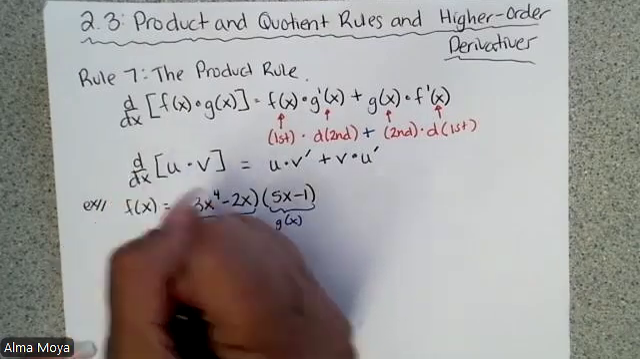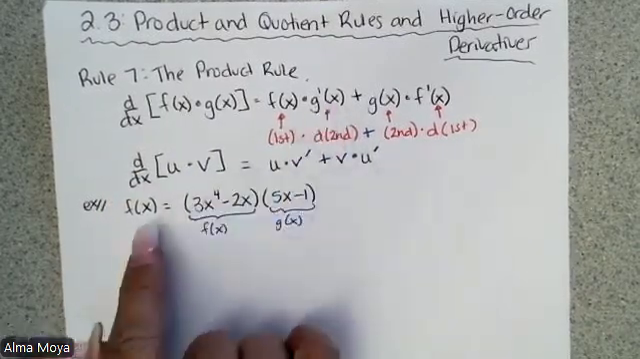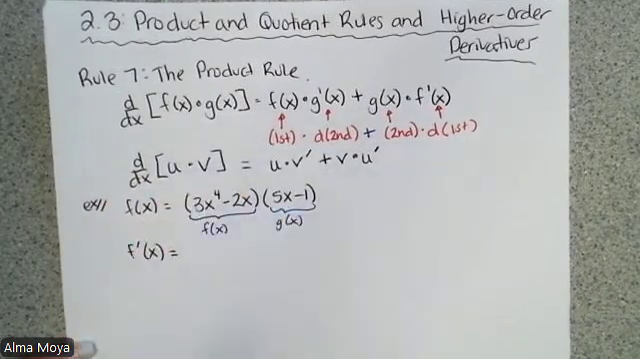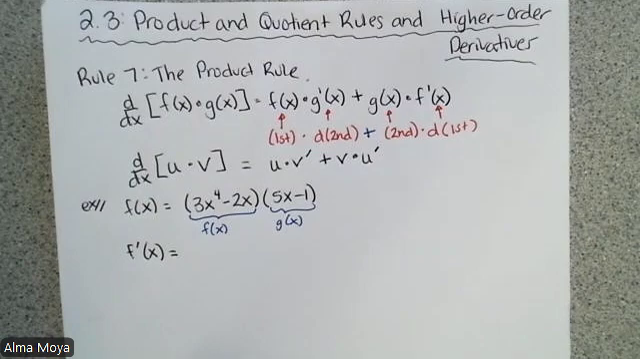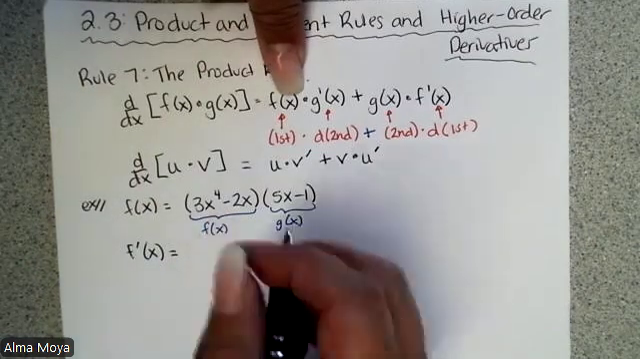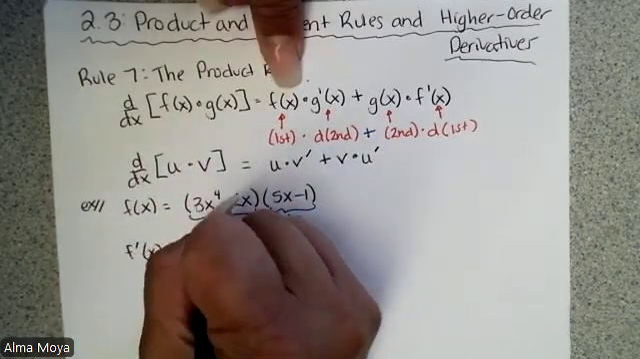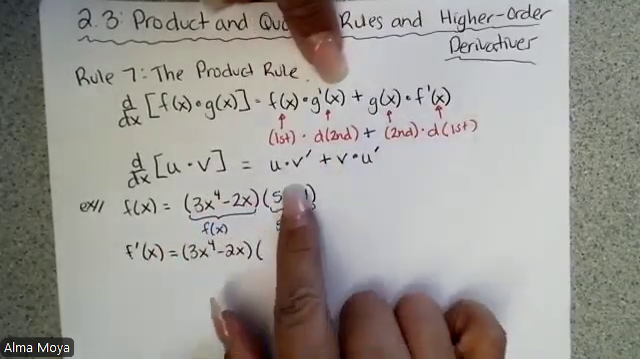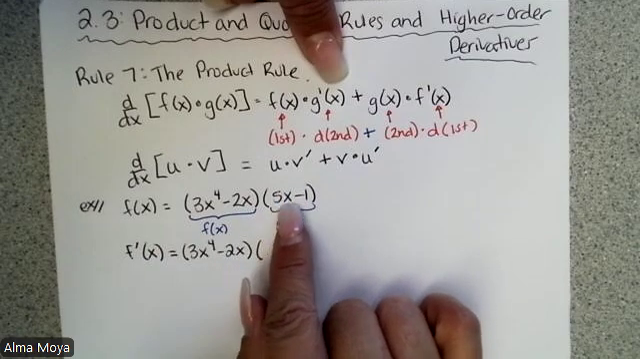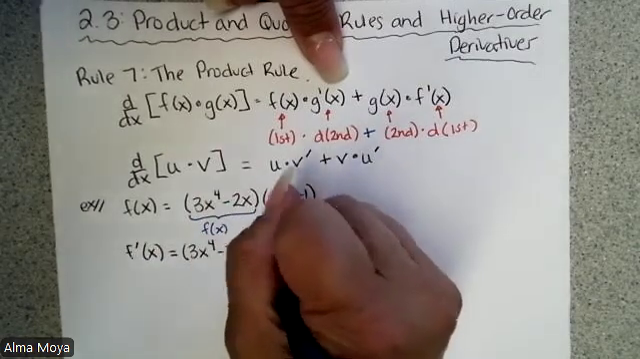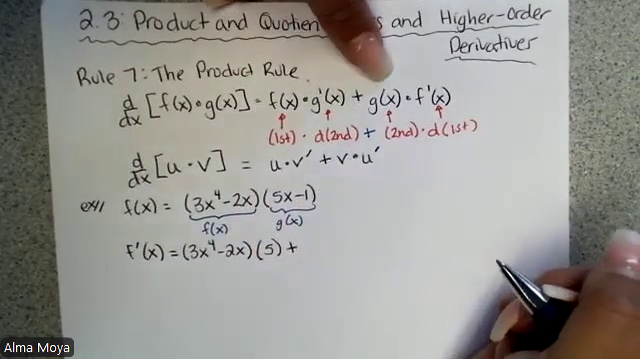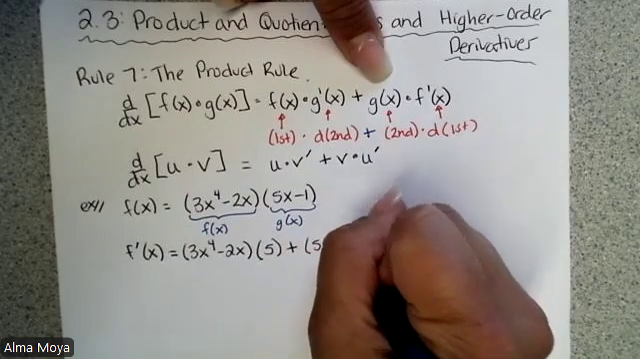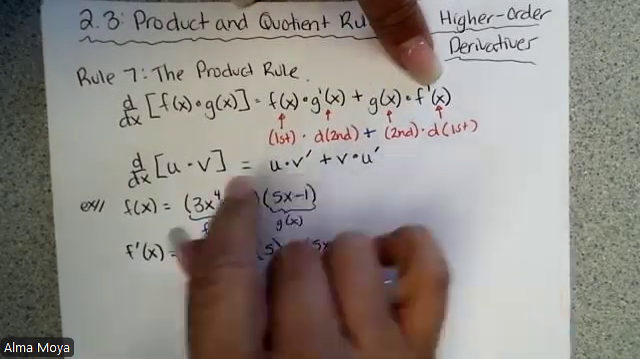Now I'm going to go ahead and take the derivative. And because I'm taking the derivative, don't forget the little prime symbol right here. That's telling my reader that I'm taking the derivative. You are going to keep the first function the same. So that's going to be 3x to the 4 minus 2x. And now I have to take the derivative of the second function. The derivative of 5x minus 1 is just the number 5. Plus, I'm now going to keep the second function the same, which is 5x minus 1. And I'm going to take the derivative of the first function.